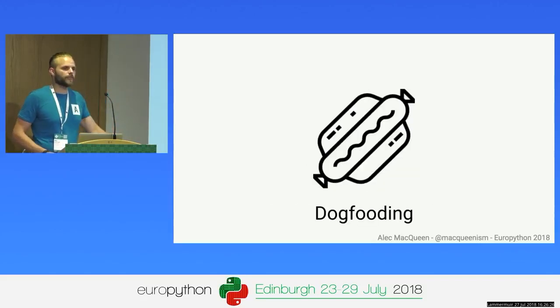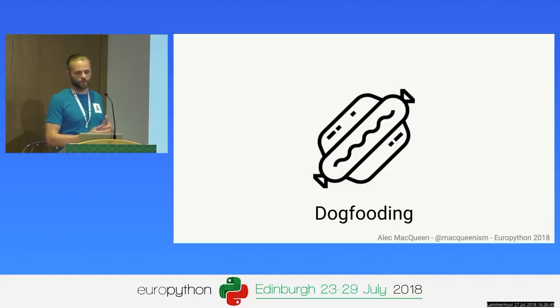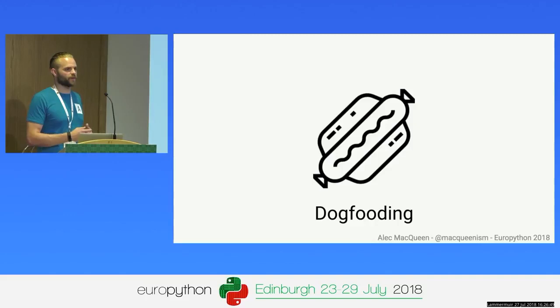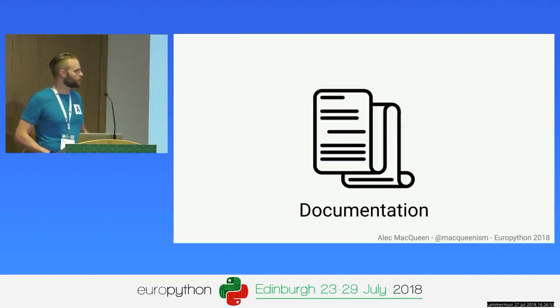Next up, dog fooding. Dog fooding is the process of using your own product. So we consume our own API to build our own features. This is really great for understanding the developer pains and the developer experience when developing against your product. So if there's a problem with your developer process, then if you're using your own API, you're going to be the first to spot it.